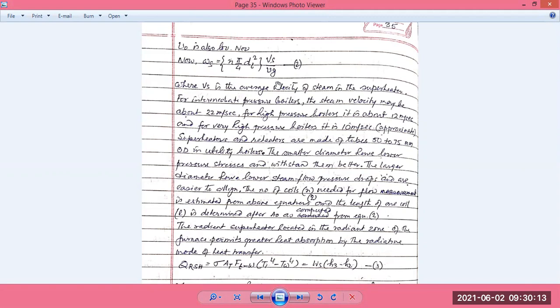There is no such limit. The number of coils needed for flow is estimated from the above equation 2, and the length of one coil will be L. The radius.